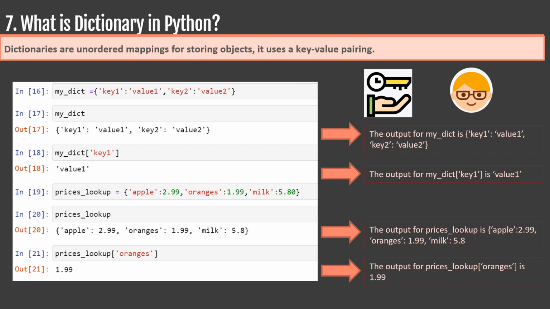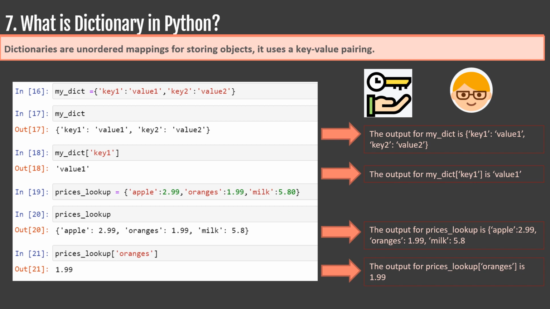Question number 7. What is a dictionary in Python? A dictionary in Python is a collection of key value pairs used to store data values like a map, which, unlike other data types, will hold only a single value as an element.